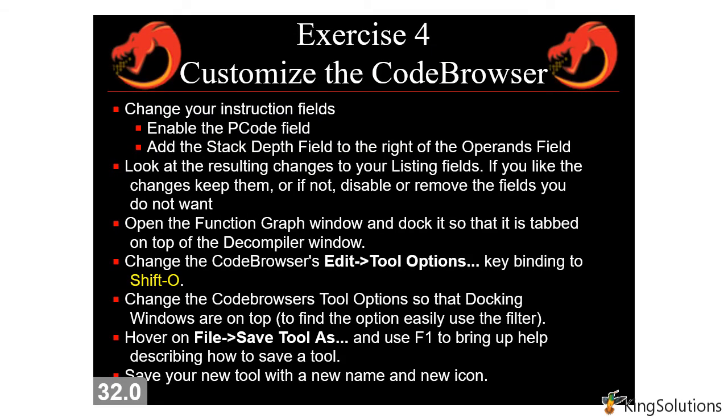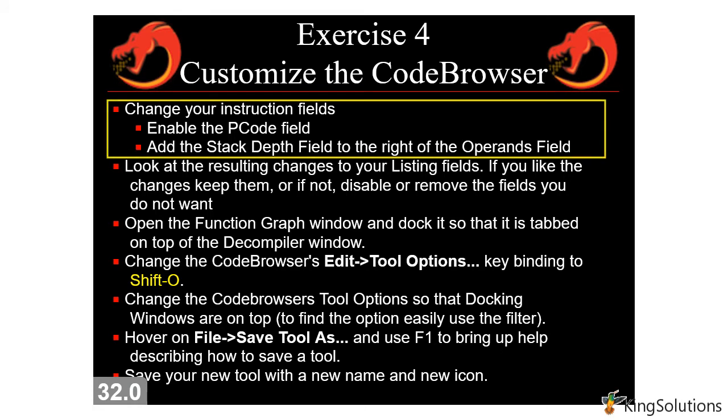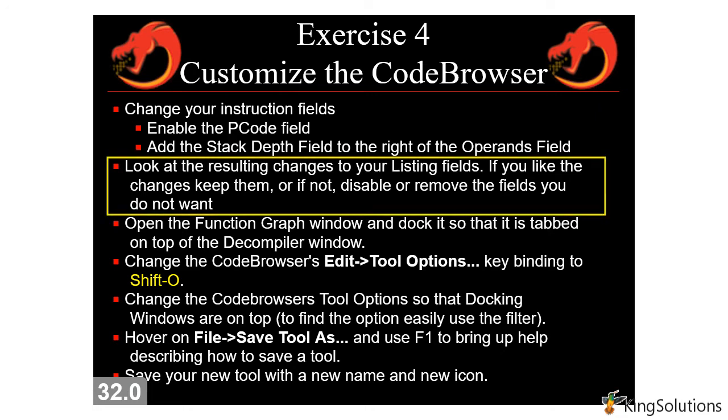Exercise 4. Customize the code browser. Change your instruction fields. Enable the P-code field. Add the stack depth field to the right of the operands field. Look at the resulting changes to your listing fields. If you like the changes, keep them, or if not, disable or remove the fields you do not want.